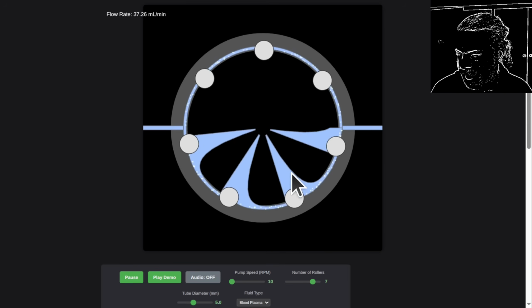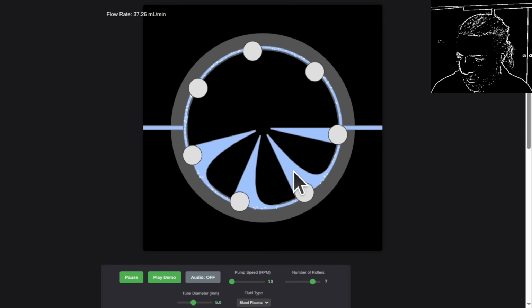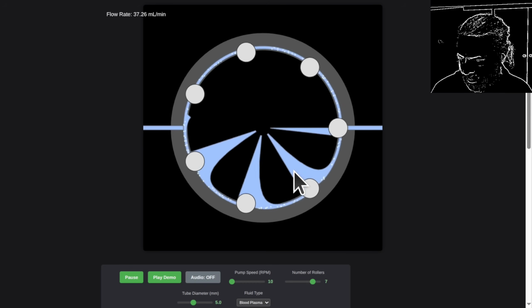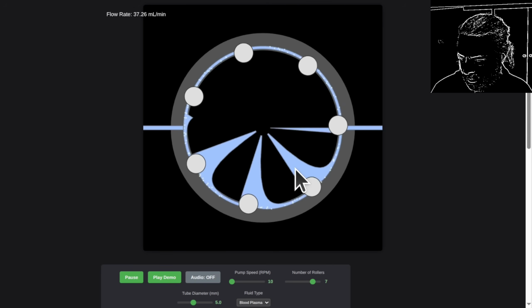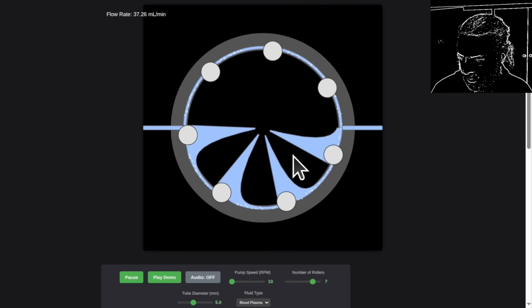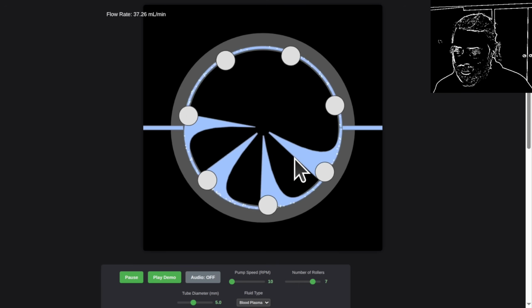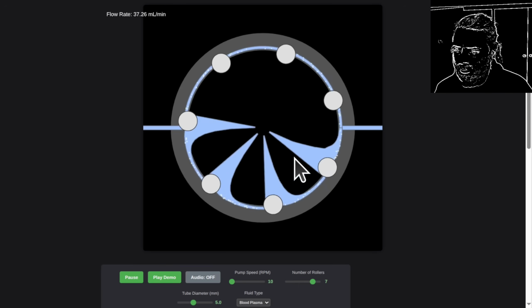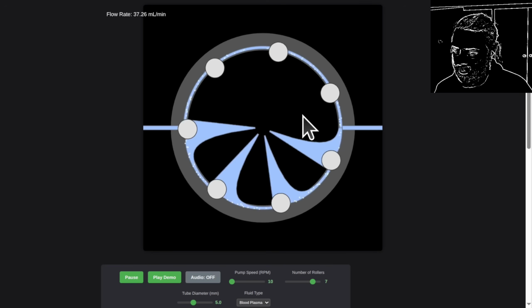Okay, and what's happening with the simulation that seems to be glitching? The light blue substance is flowing through the tube and being propelled forward by the rotation of the rollers as they squeeze the tube. The tiny white dots indicate individual particles within the fluid being moved. What? It's a total mess, isn't it? At the top left of the screen, it shows a flow rate of 37.26 milliliters per minute. This indicates the volume of fluid being moved through the pump per unit of time.